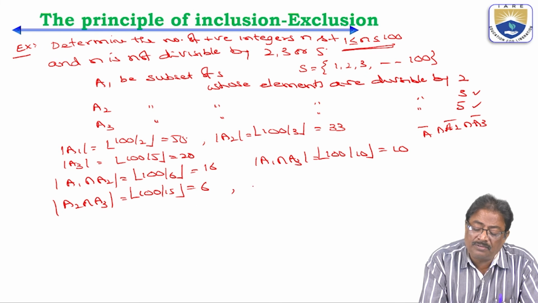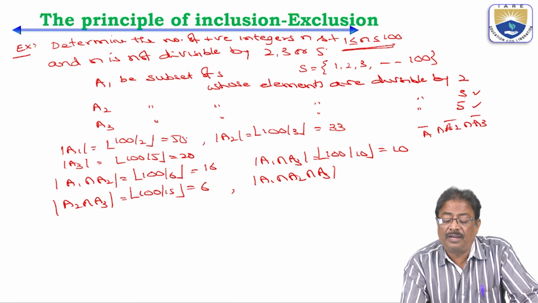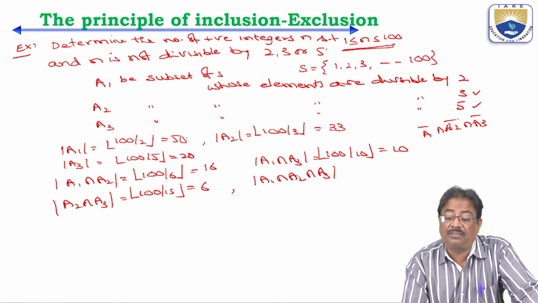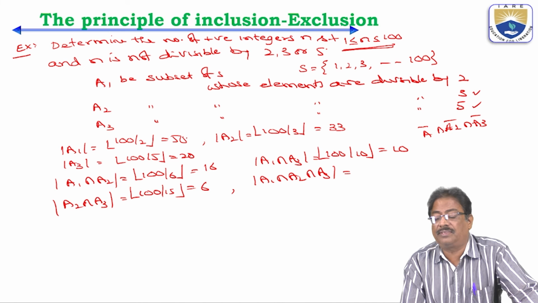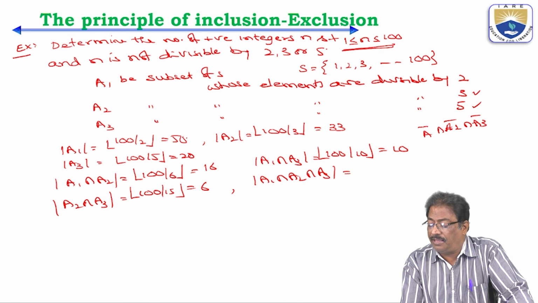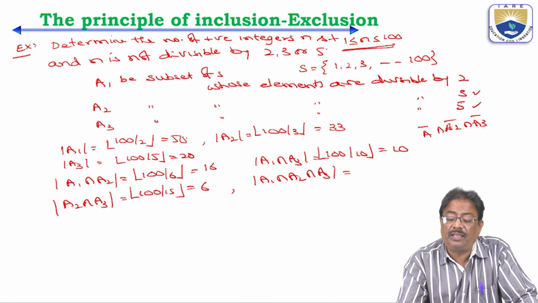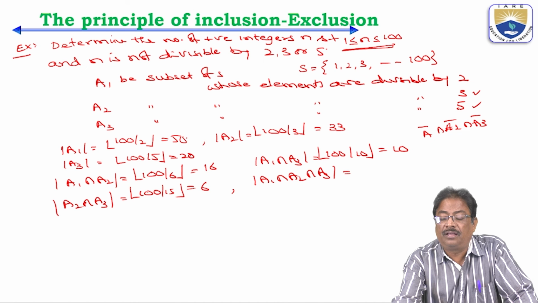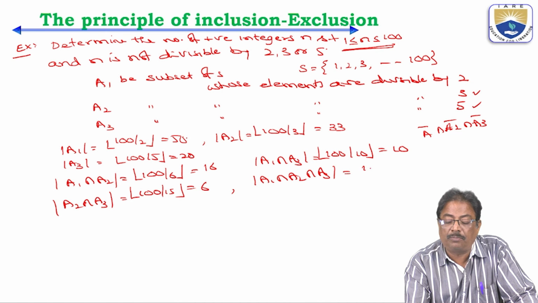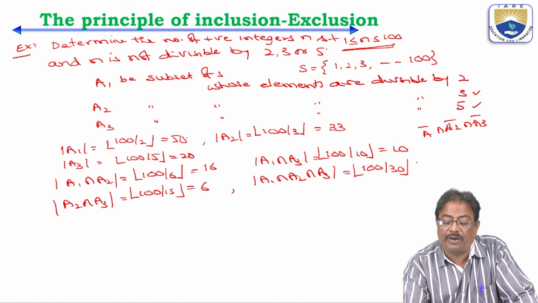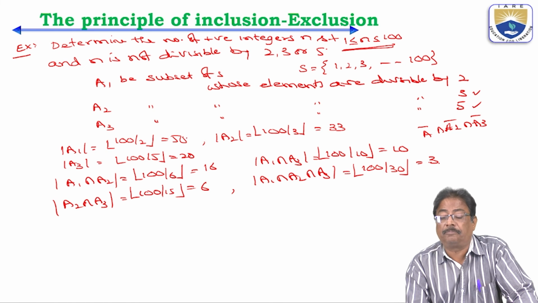Now, similarly, the cardinality of A1 intersection A2 intersection A3. This is nothing but the number of elements which are divisible by all 3 numbers. Here, the LCM of 2, 3, 5 is 6 times 5, which is 30. So I am going to get 100 by 30, which is 3 point something, that is 3.